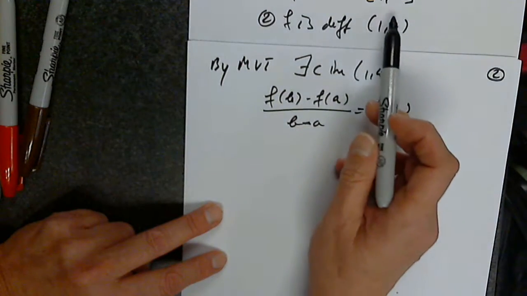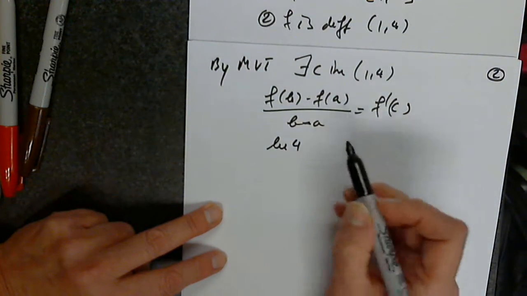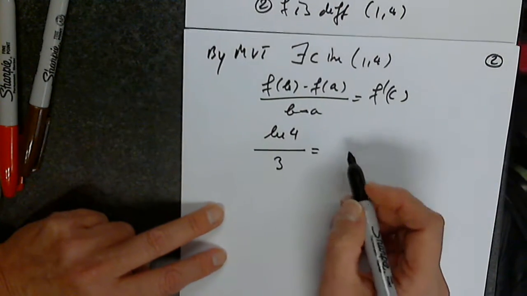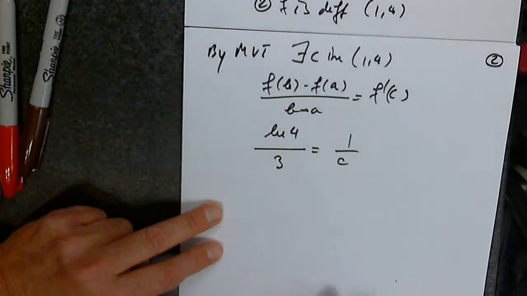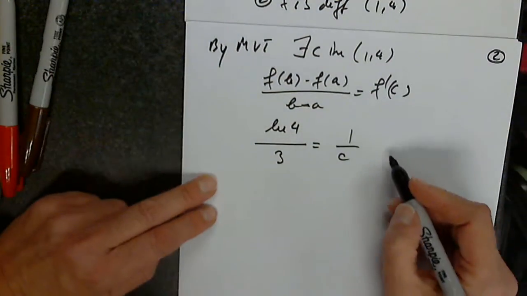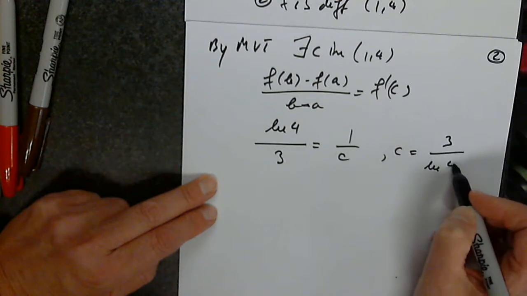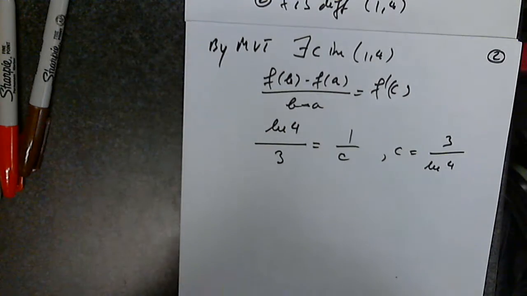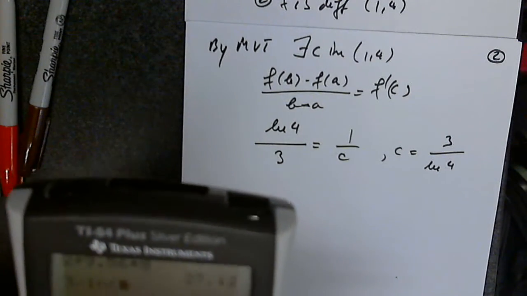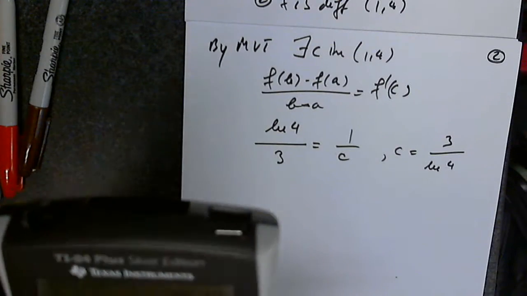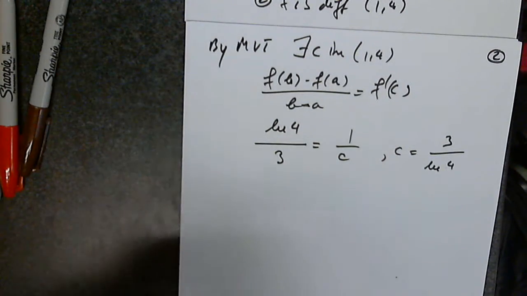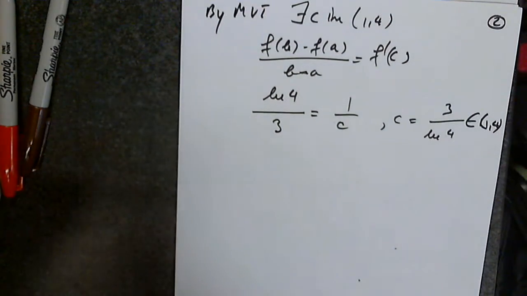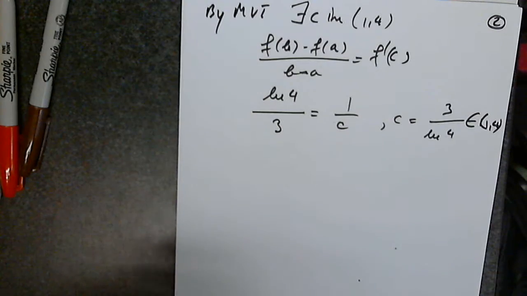So f of b is natural log 4, f of a is 0, divided by 4 minus 1, which is 3, which equals 1 over C. I flip both sides, so C equals 3 over natural log 4. I will punch it in the calculator to make sure that it's between 1 and 4, because anything can happen, right? 3 over natural log of 4, so I got 2.16. Yes, it is indeed in the interval 1, 4. And that was the second problem. Any questions on the second problem?